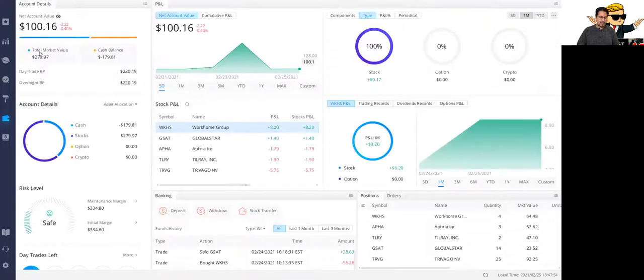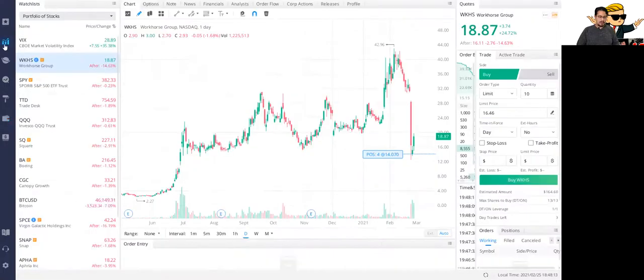So again, net value, actually total market value is $279. This negative cash balance, negative 179, is because I'm using margin. Now I still have $220 buying power, which is pretty cool. So because of margin, I could still continue to buy over $200 worth of stock. So that's pretty awesome. So let's go over the portfolio.